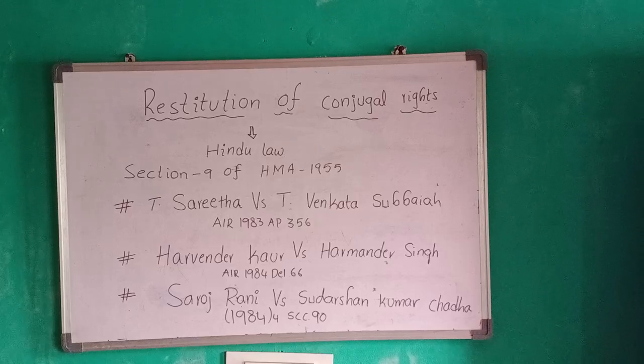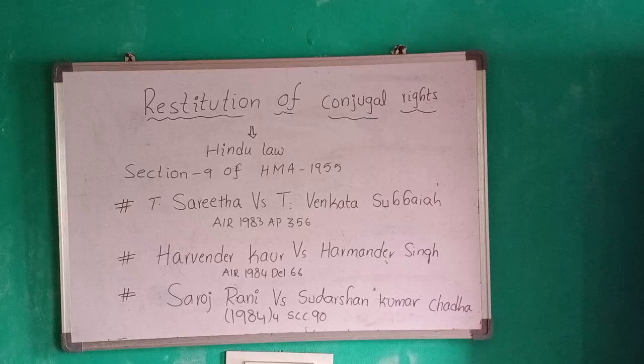The main principle involved in this section is that each one of the parties to a marriage has a right to the society and consortium of the other partner. When this basic right is broken by the spouse, the other has a right to relief under this section, Section 9 of the Hindu Marriage Act.